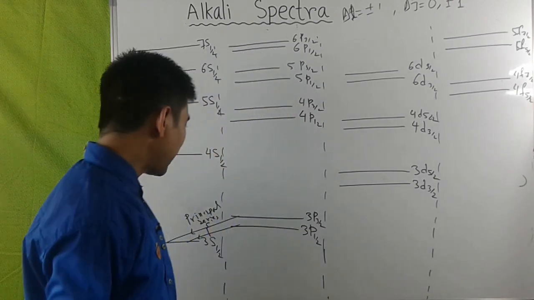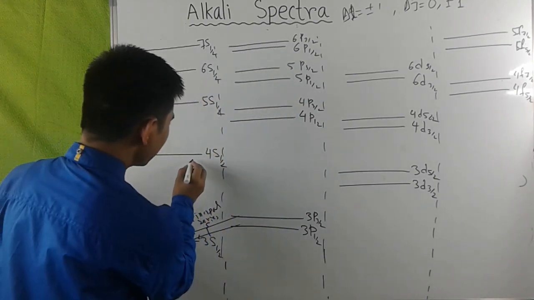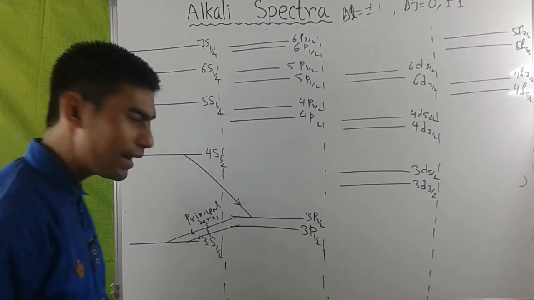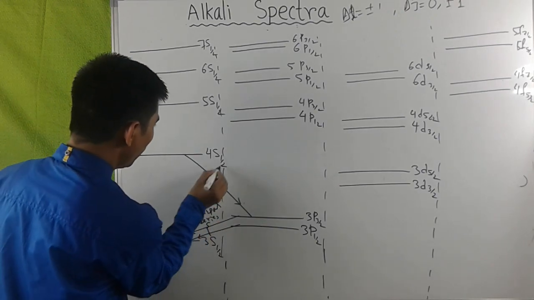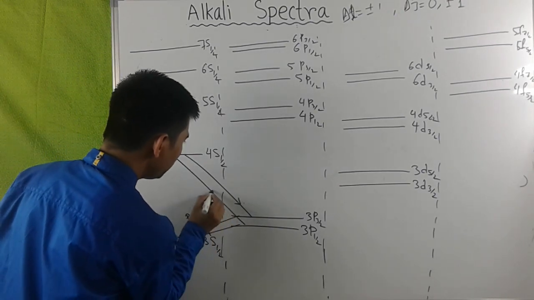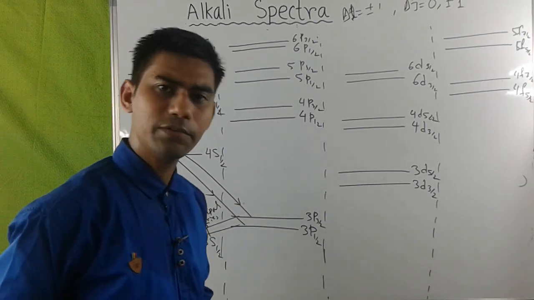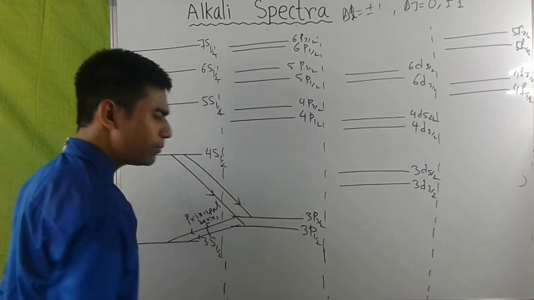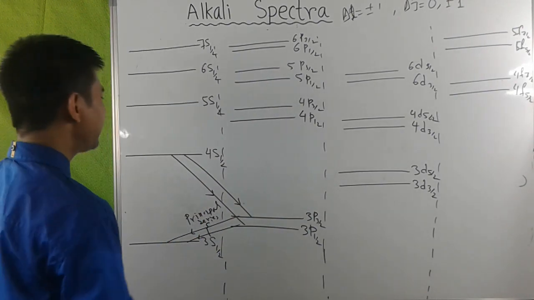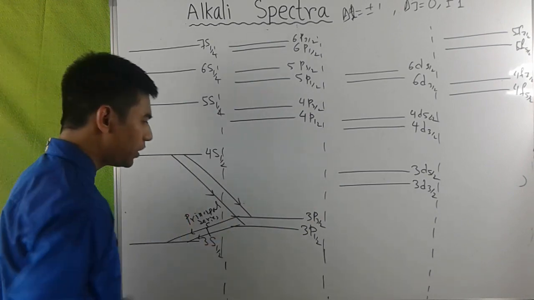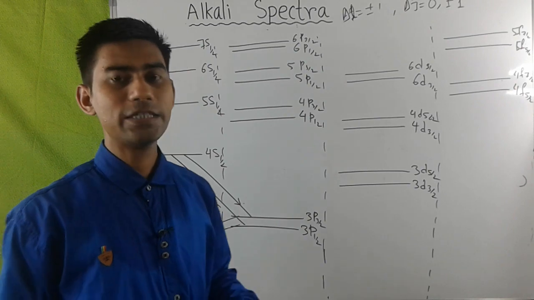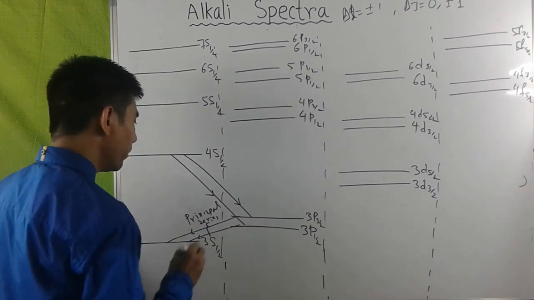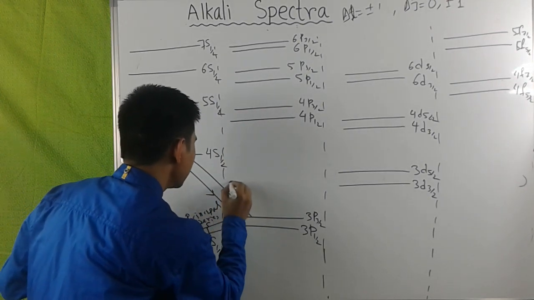Now the transition from the 4s 1/2 level to the 3p 3/2 level gives rise to a spectral line. Also the transition from the 4s 1/2 level to the 3p 1/2 level gives rise to a spectral line. These two spectral lines give rise to the lines of the sharp series. So this is the sharp series.